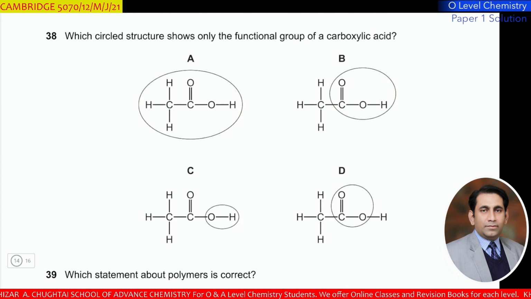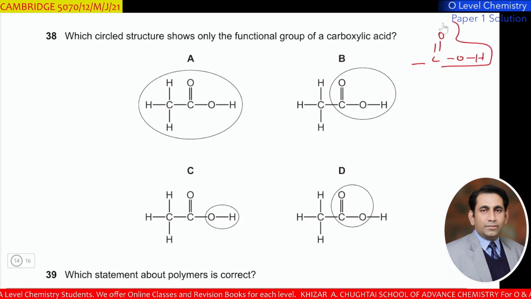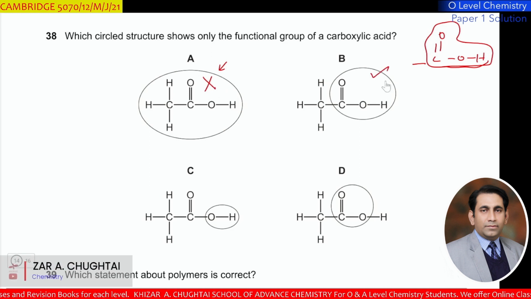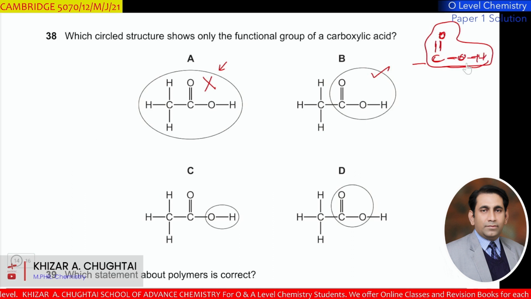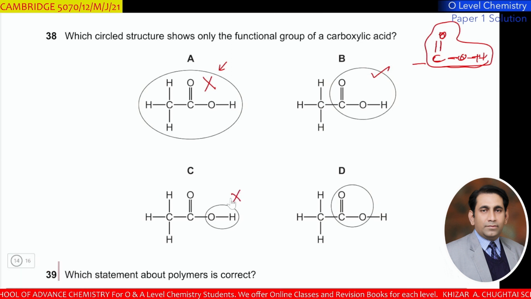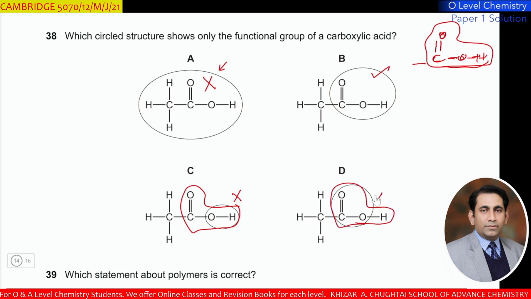Which circled structure shows only the functional group of the carboxylic acid? You know what the carboxylic acid is? This group is said to be the carboxylic acid. This circle goes beyond the carboxylic acid, so this is incorrect. Yes, it is correct. This structure, OCOH, is the structure of the carboxylic acid. So B is the correct option. Not this one, this should be like that. And again, hydrogen must be included in this group. So D is also incorrect. B is the correct option.